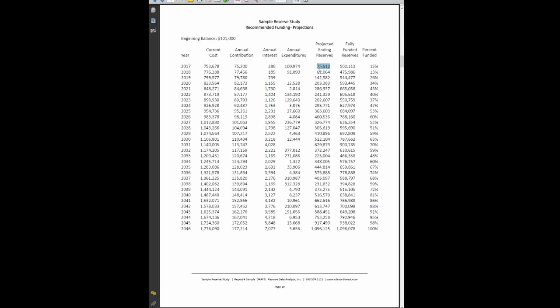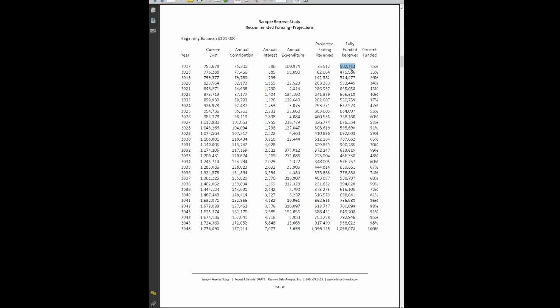Projected ending reserve balance. This is the amount that's projected to be in the reserve account at the end of each fiscal year, again for the next 30 years. In the recommended funding model, this is going to increase significantly over that period of time. But as you can see right here, it's going to fluctuate up and down depending on what project expenses occur and when they occur.